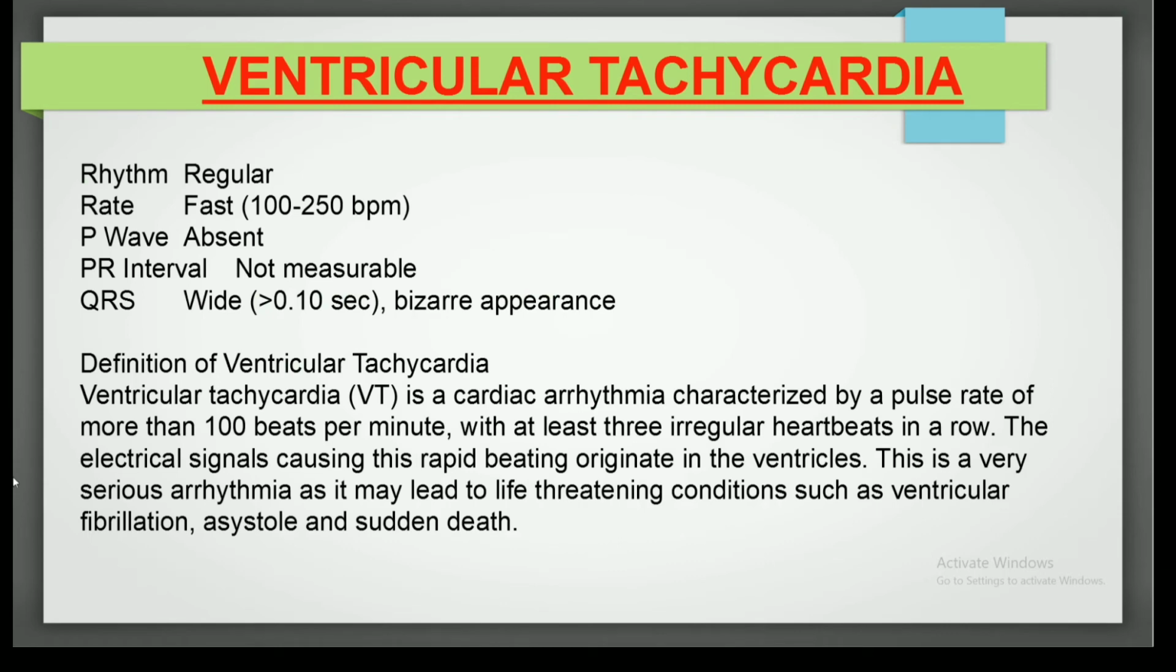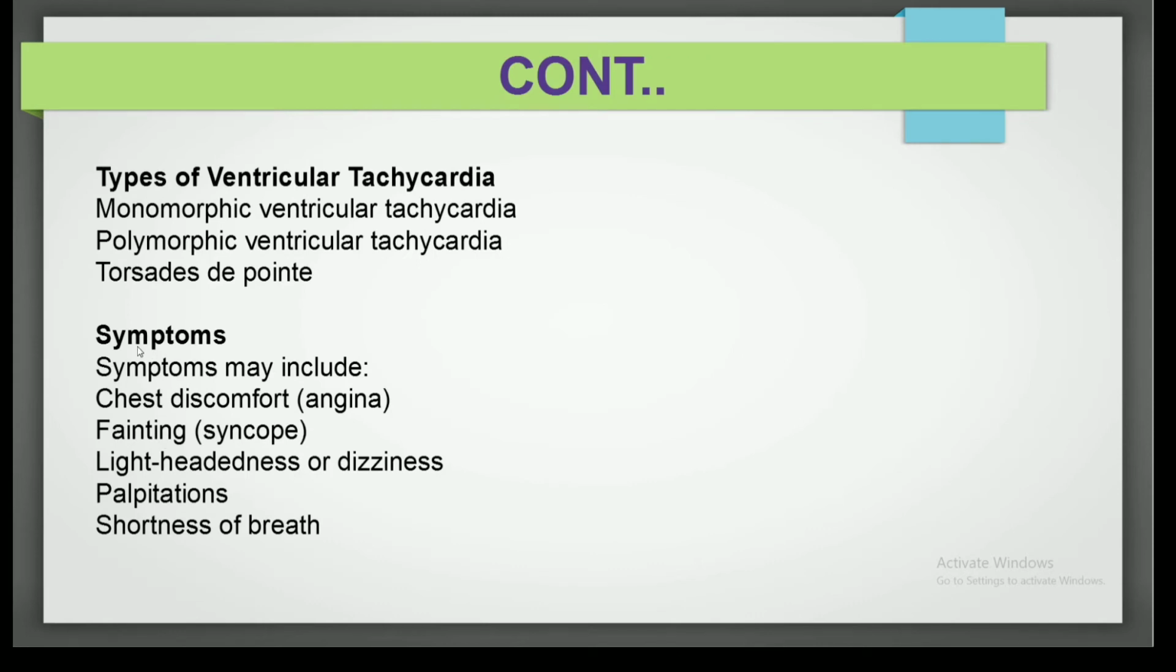Its rhythm is also regular, but the rate is very fast, 100 to 250 beats per minute. The definition is an arrhythmia characterized by a pulse rate of more than 100 beats per minute, with at least 3 irregular heartbeats in a row. The electrical signals causing the rapid beating originate in the ventricle. If the ventricular tachycardia cannot be treated properly, it is replaced by ventricular fibrillation, then asystole occurs, then sudden cardiac death occurs. The types are monomorphic, polymorphic and torsade de pointes. The symptoms are chest discomfort, fainting, lightheadedness, dizziness, palpitation, shortness of breath.